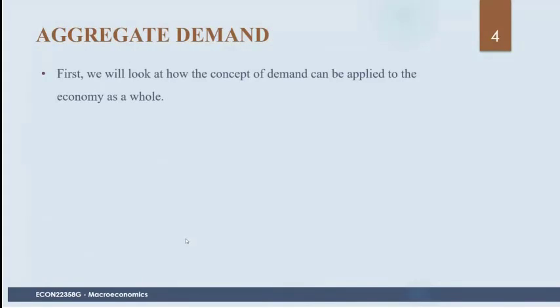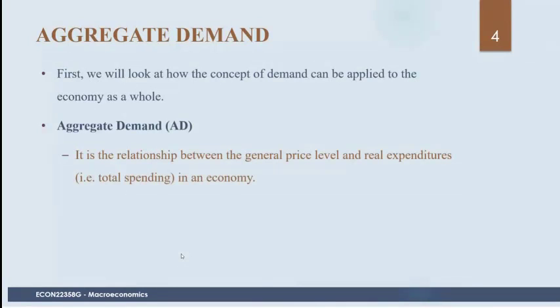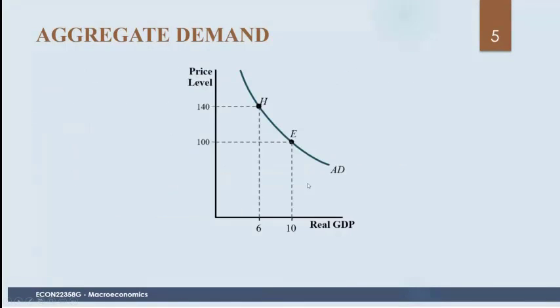So the aggregate demand curve, it's like a demand curve in an individual market, but it's an aggregate demand curve. So at a certain price level in the economy, what is the total real value of GDP? It's the relationship between price level and real expenditure or total spending in the economy. We're measuring it as real GDP, so that's how much would be spent. It's shown as a schedule or a curve, just like a demand function. So here's an example of an aggregate demand curve.